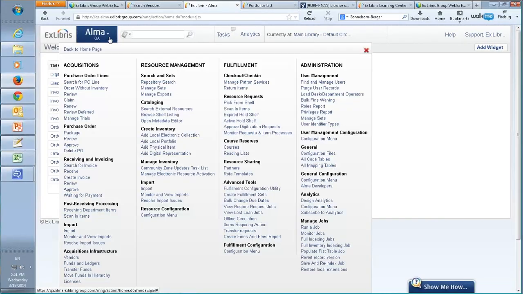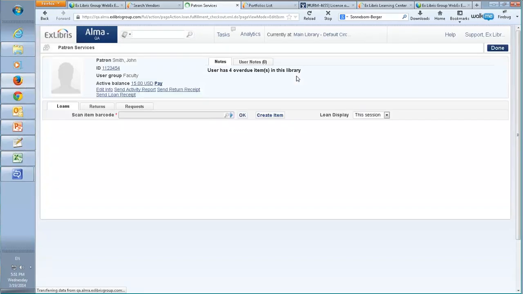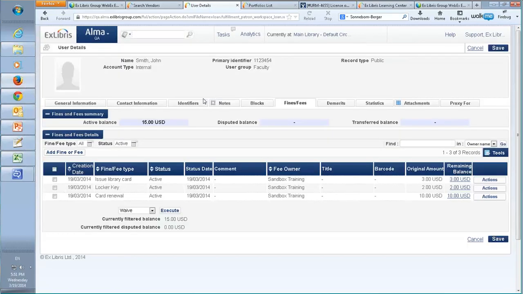So we go into Alma menu, Manage Patron Services, and you have to be in a circulation desk that supports payment. And we'll search for a patron, let's say John Smith. And we're in the patron services for John Smith, and we can see that he has an active balance of $15 US.